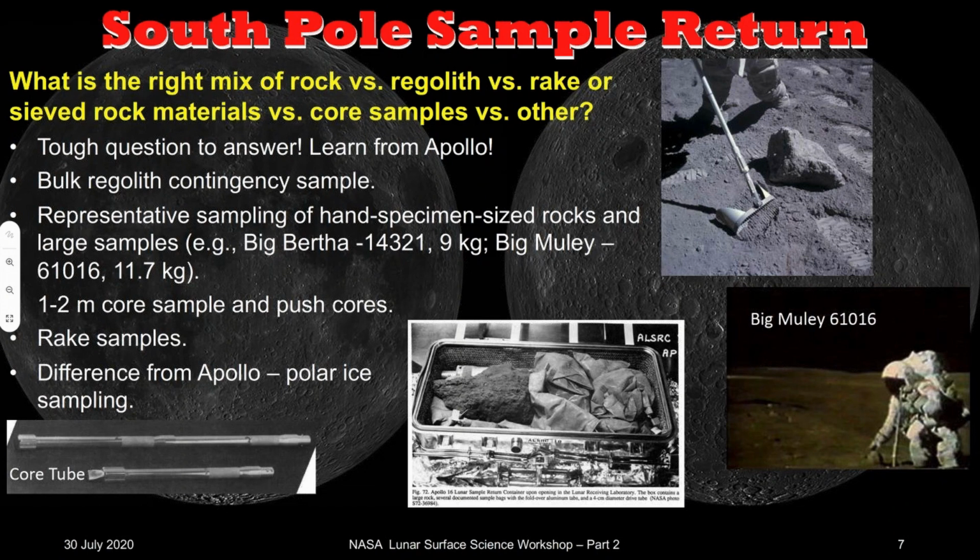Rake samples, of course, are going to be important for gathering and high grading rocklets. And there's going to be a difference from Apollo, again, because of the polar ice sampling. How do we do that? And how do we get those samples back so they can be used in terrestrial labs? But I think maybe something that needs to be looked at a bit more is the balance between spending the money to get the samples back versus in situ analyses.